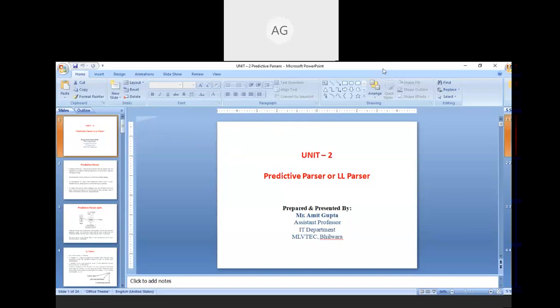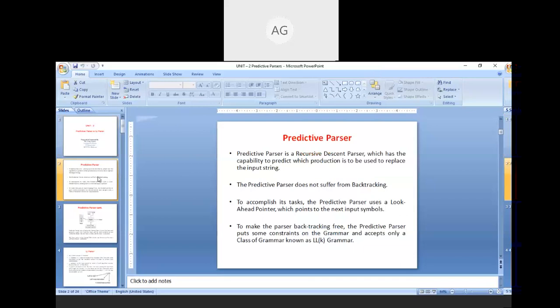Now today's topic is predictive parsers or LL parsers. They are also known as the non-backtracking form of top-down parsers. Now the predictive parsers.